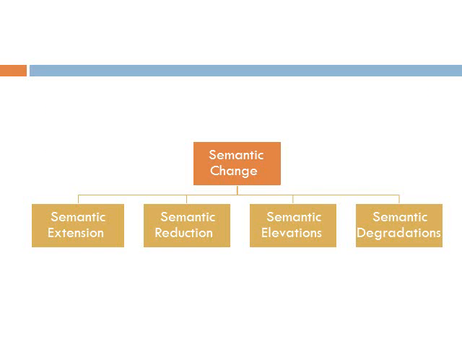Now we'll move to discuss 4 different types of semantic change that are usually recognized. These are semantic extension, semantic reduction, semantic elevation, and semantic degradation. Now, for the purpose of this video, we'll only be discussing semantic extension. The other 3 types will be discussed in a separate video.